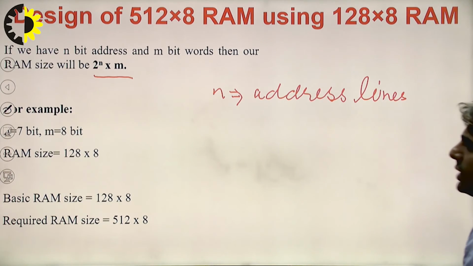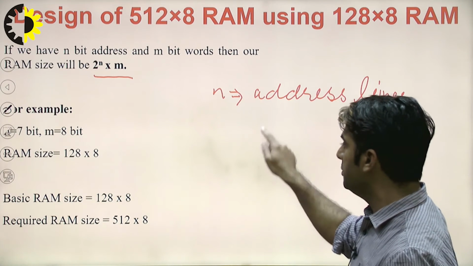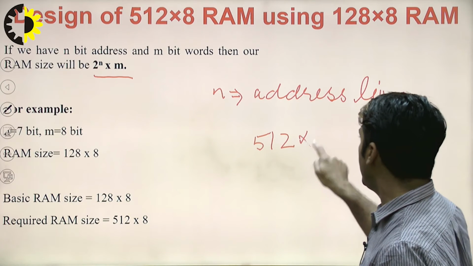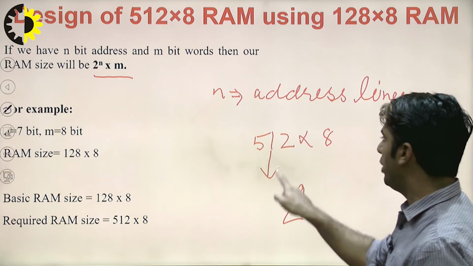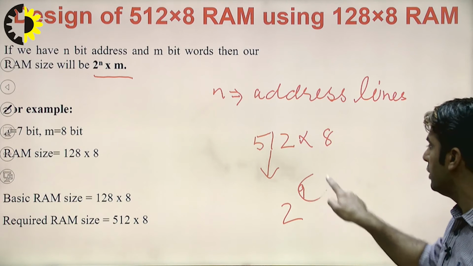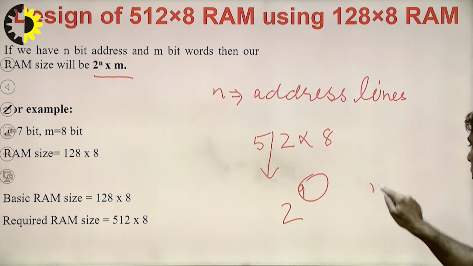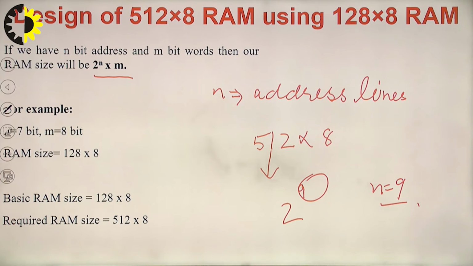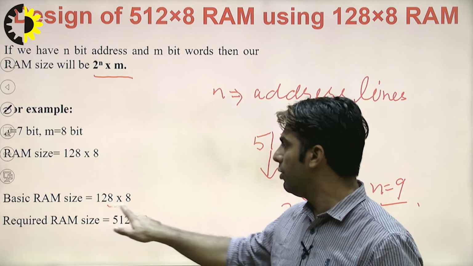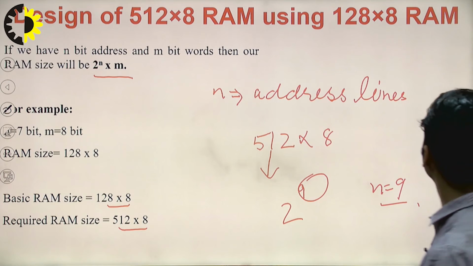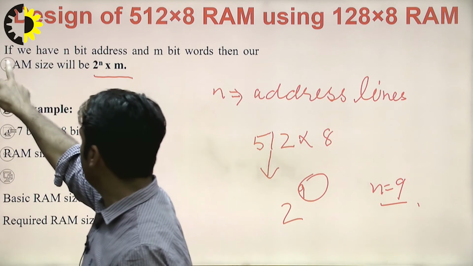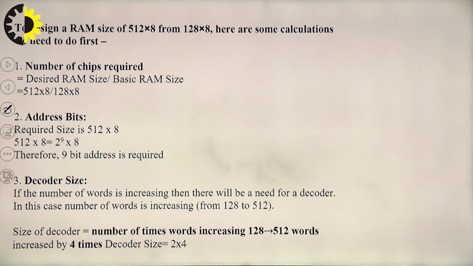In this case, we are supposed to construct 512 into 8. So 512 will be equal to 2 power 9, so the address lines, represented by n, will be 9. So address lines will be of 9 bits. The basic RAM size we are provided is 128 into 8, and the required RAM size is 512 into 8. Before you design 512 into 8, we need to do some calculations.